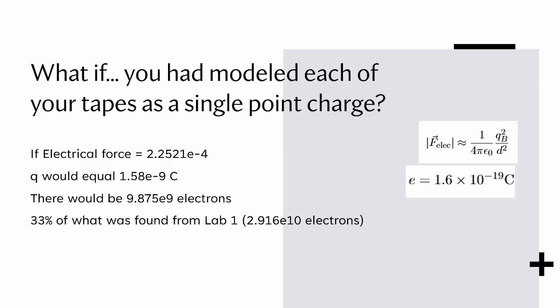Now, what if I had modeled each of these tapes as a single point charge? Well, by using Coulomb's law and plugging in our found electric force of 2.2521 times 10 to the negative 4 newtons and solving for Q, Q would equal 1.58 times 10 to the negative 9 coulombs, or 9.875 times 10 to the 9 electrons, which is 33% of what was found from lab 1.